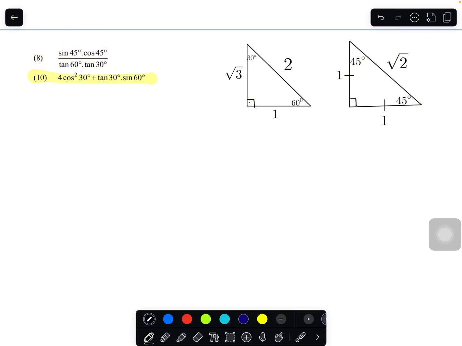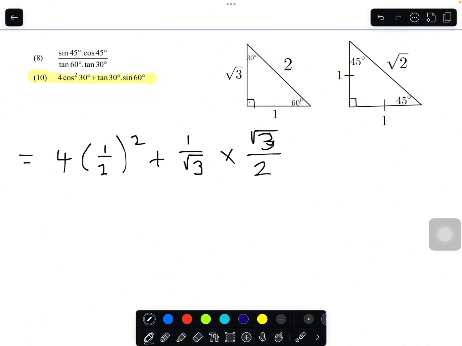Okay, we're now dealing with 4 cos squared 30 plus tan 30 times sine 60. And you have to still be using board maths. So we're going to have 4 into, what is the cos of 30? It's my adjacent over my hypotenuse. So I'm going to have root 3 over 2 squared plus my tan of 30, which is my opposite over my adjacent, 1 over root 3, times my sine of 60. And the sine of 60 is my opposite over hypotenuse, which will be root 3 over 2.